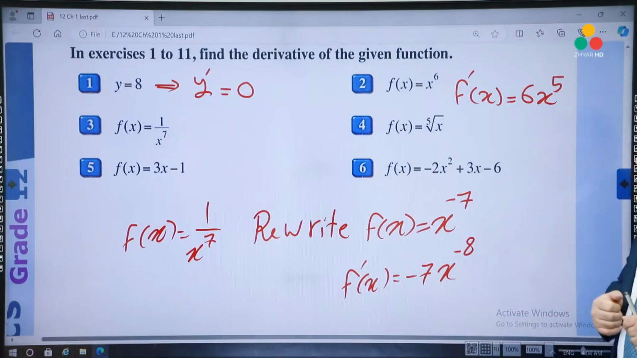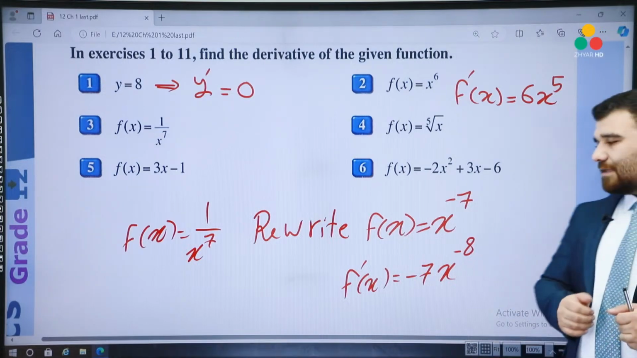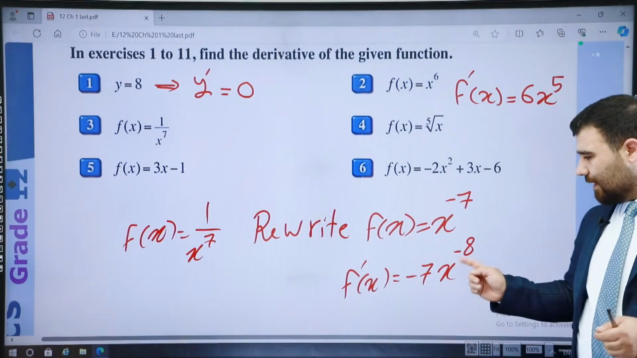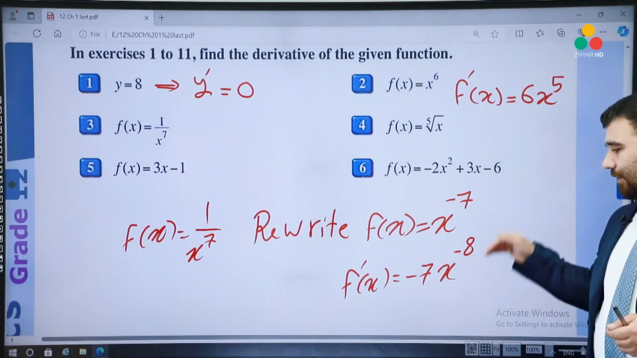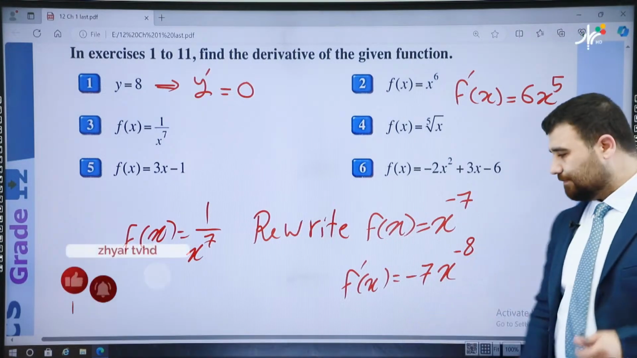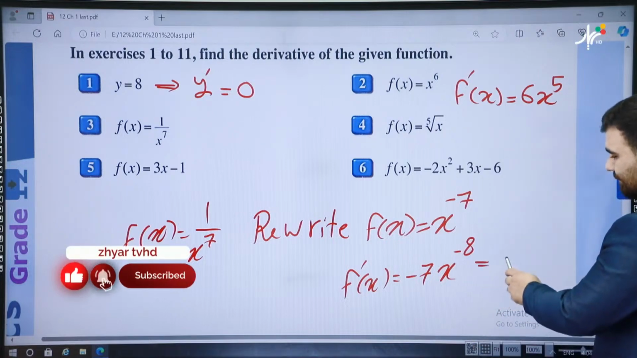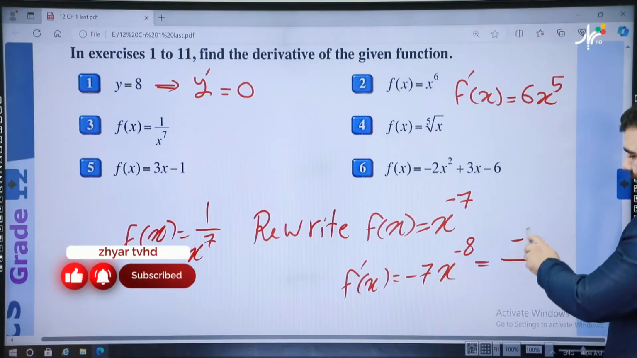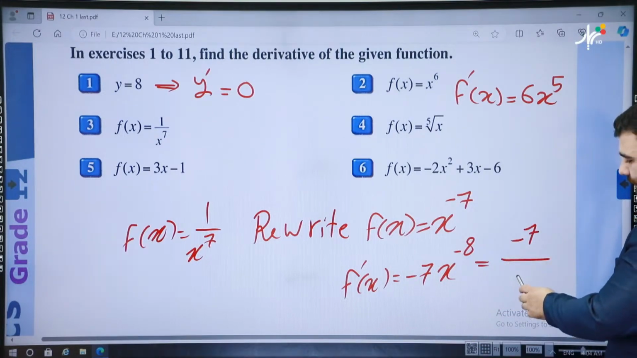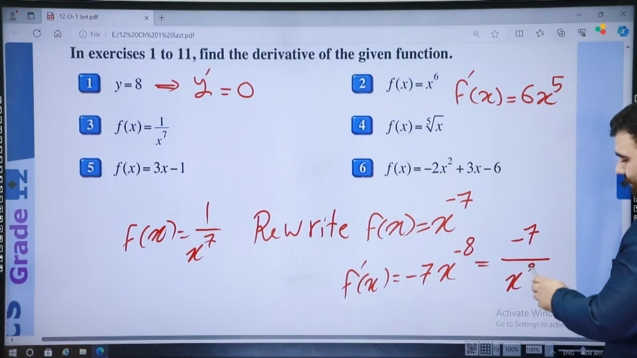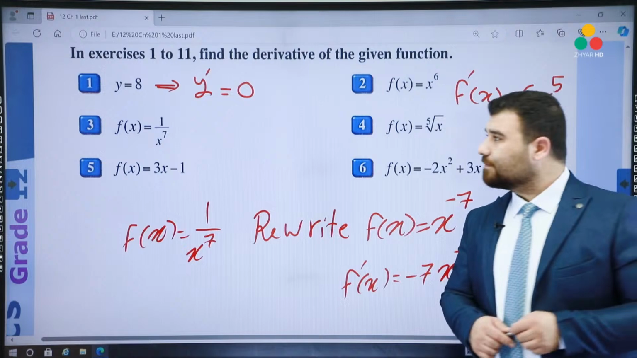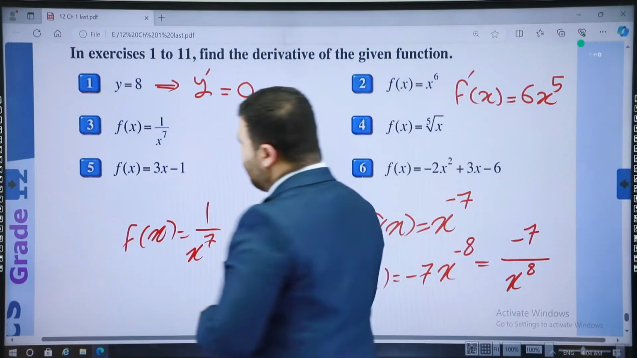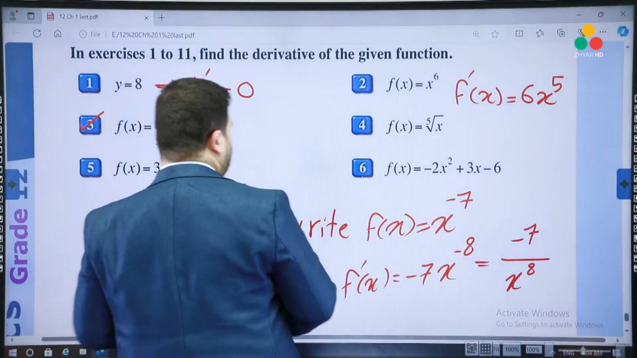You see negative 8. Now, if we want to write the answer in the simplest form, negative powers are not simple. Any term that has a negative power should go down as well. The final answer is negative 7 over x power 8. This is the answer. Question 3 done.